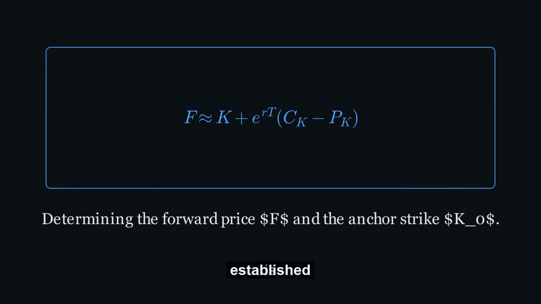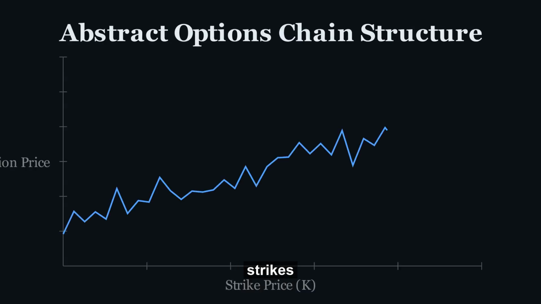Once $F$ is established, we identify the at-the-money strike, $K_0$, as the strike price immediately below $F$. This $K_0$ serves as the anchor point for our summation, ensuring we correctly capture out-of-the-money options. Imagine an options chain, a list of available strikes. For each strike, we have a call and a put price. Our algorithm systematically navigates this chain.